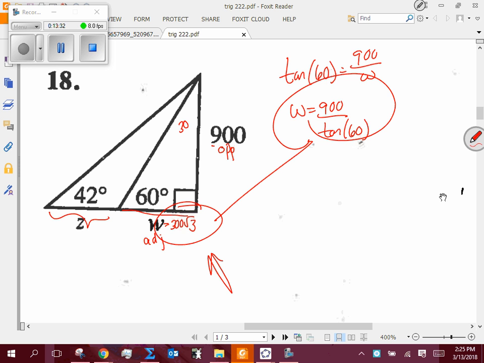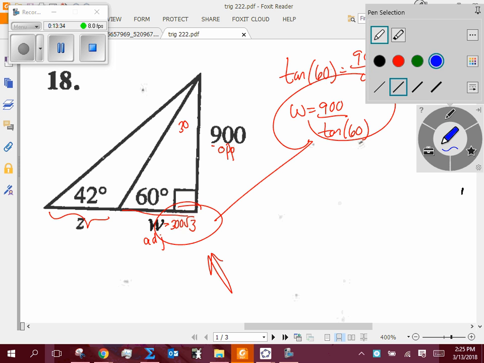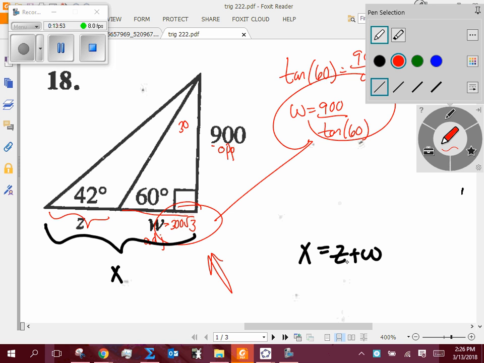Well, I can't find z until I find that entire distance right there, right? If I call that x, then x is equal to z plus w, right? X equals z plus w. Well, I want to solve for z. So z is x minus w, right? So let's find x.